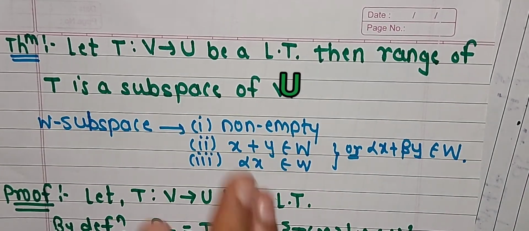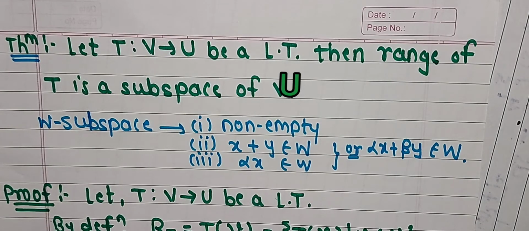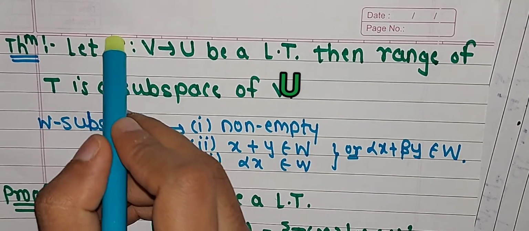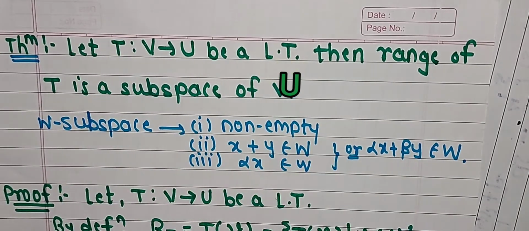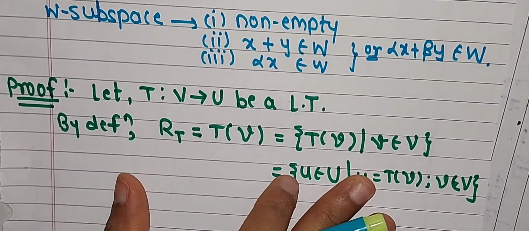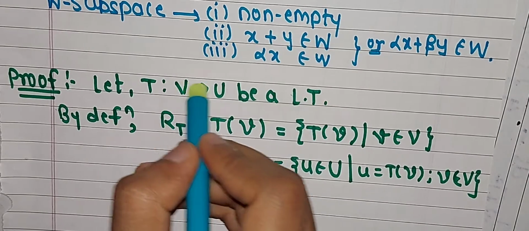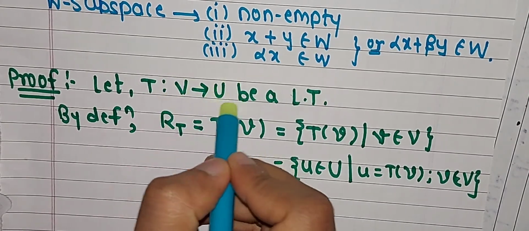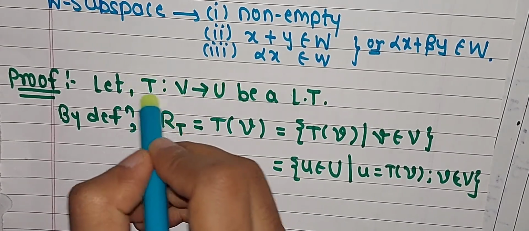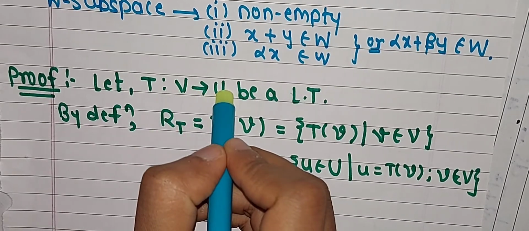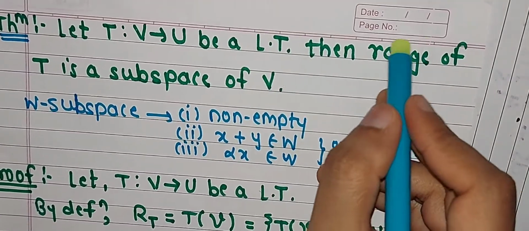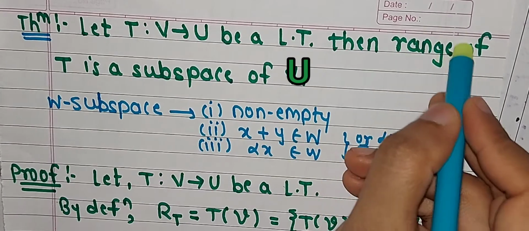Firstly, to prove this theorem, we will consider our given conditions, that is T from V to U is a linear transformation, where V is our domain and U is my codomain, and there is a transformation in between V and U. Now similarly, here we have one more term, the range of T.